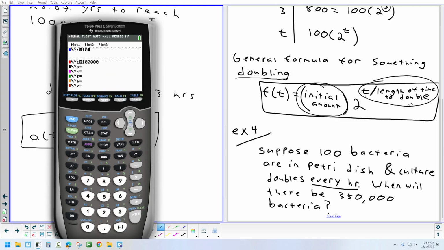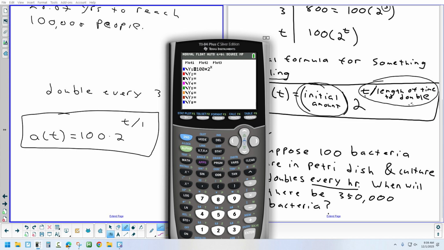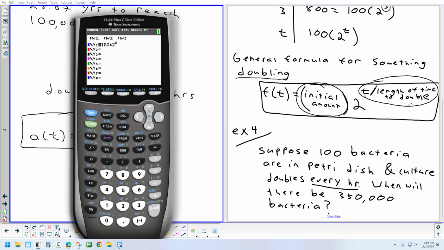So we've got 100 times 2 to the x. Any question why I'm not putting x over 1? It's the same thing. Okay. So this, again, t is time. So we don't want to go negative, so I'm going to leave it at 0. I don't think this is going to have to double 35 times. I'm going to try just going up to 15 times. Because you're starting with 100, you're doubling, it's going to get to 350,000 pretty quick. Maybe we'll go to 20.